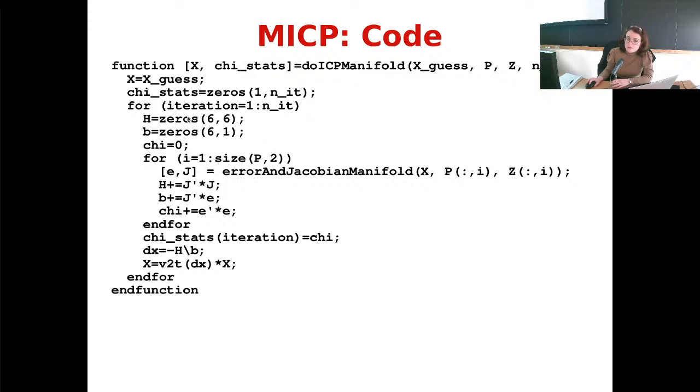For each of these iterations, we build the H and b matrix, summing up the contribution of all the measurements. Then finally, we compute the perturbation, solving a linear system with coefficients H and b. And in the end, we apply this perturbation to the current estimate of the state. Notice that we are not using the regular plus, we're using the box plus, which in this case is a vector to transform function.